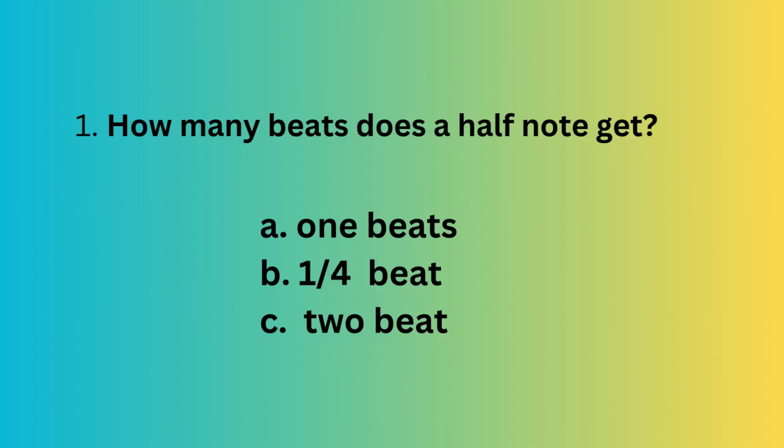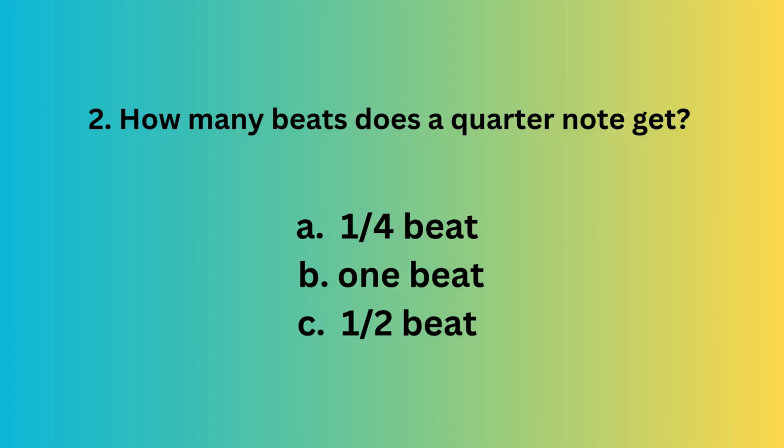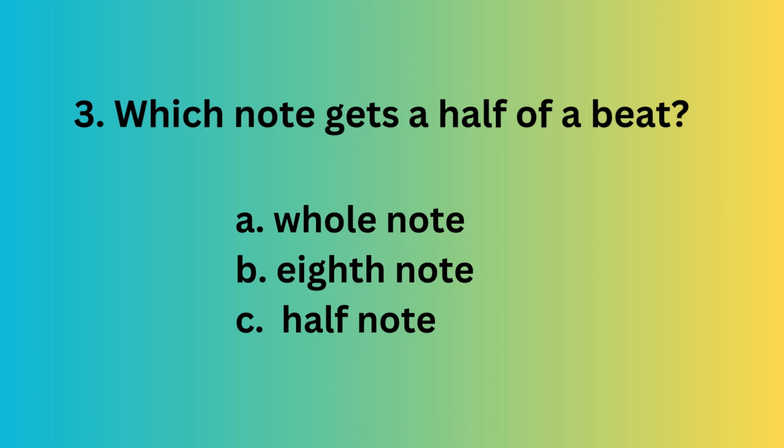How many beats does a half note get? A, 1 beat. B, a quarter of a beat. C, 2 beats. How many beats does a quarter note get? A, a quarter of a beat. B, 1 beat. C, a half of a beat. Which note gets a half of a beat? A, a whole note. B, an 8th note. C, a half note.